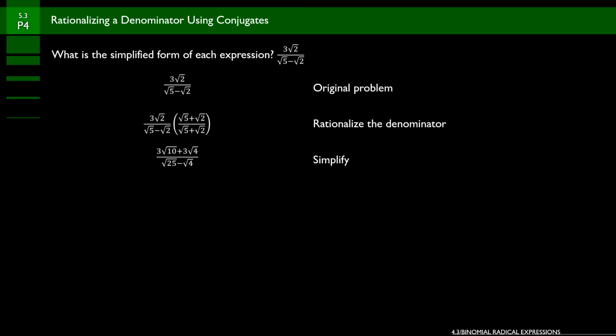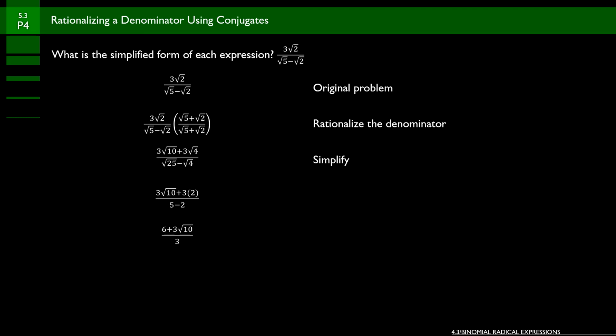So simplify any perfect squares or any radicands that we can simplify. And we get down to 3 square root of 10 plus 3 times 2, because the square root of 4 is 2. Square root of 25 is 5. Square root of 4 is 2. So we're left with 5 minus 2 in the denominator. 3 square root of 10 plus 3 times 2 gives us 6 plus 3 square root of 10. 5 minus 2 is 3.